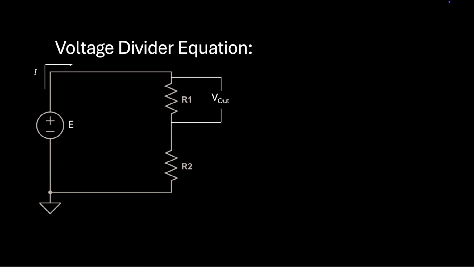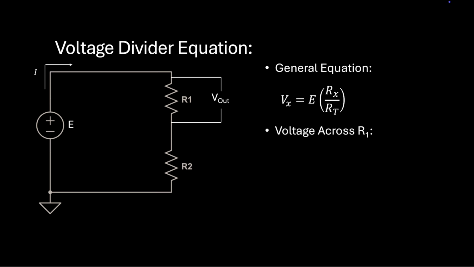There is an easier way to find the voltage drop across resistors in a series circuit using the voltage divider equation. The general equation is the voltage across the resistor is equal to the total voltage of the circuit times the resistance of the resistor divided by the total resistance of the circuit. So, voltage across R1 is equal to E times R1 over R1 plus R2.